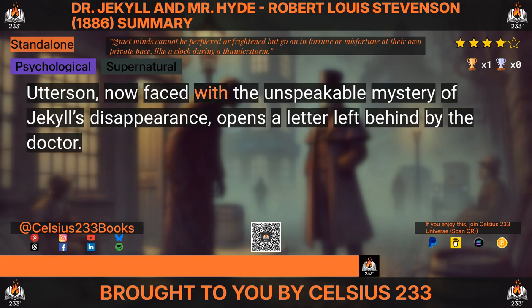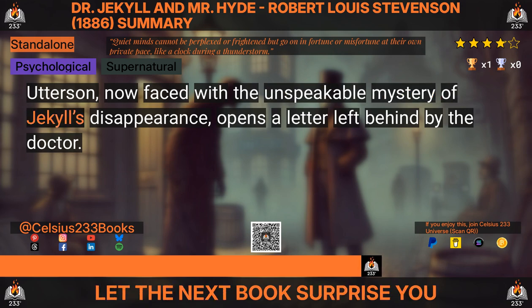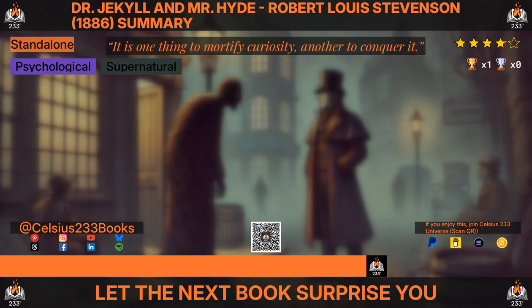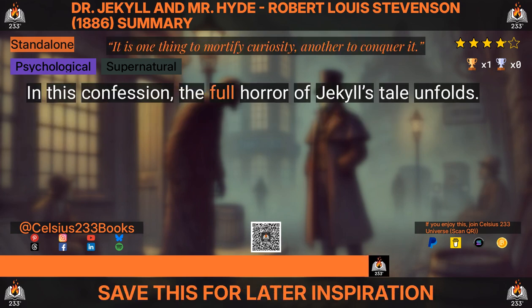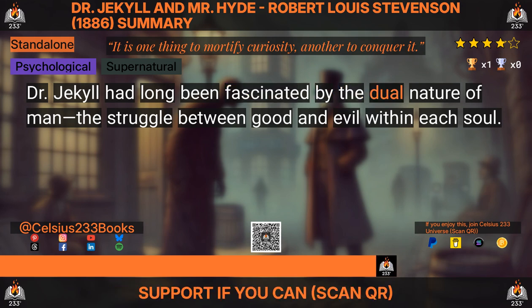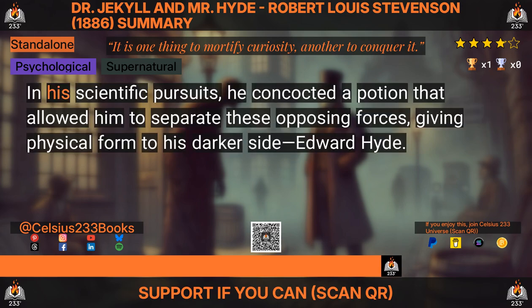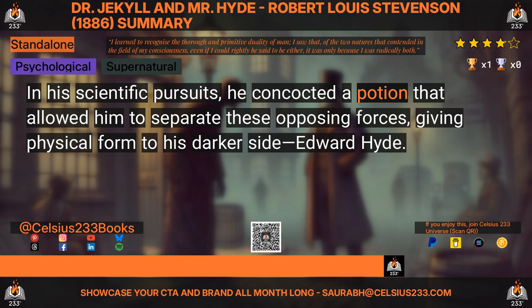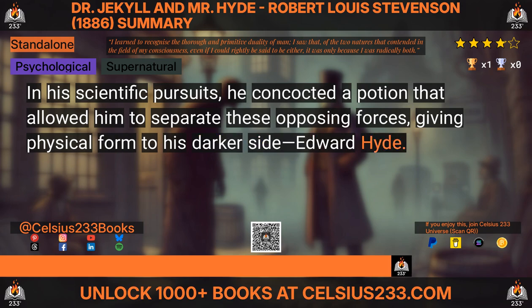Utterson, now faced with the unspeakable mystery of Jekyll's disappearance, opens a letter left behind by the doctor. In this confession, the full horror of Jekyll's tale unfolds. Dr. Jekyll had long been fascinated by the dual nature of man, the struggle between good and evil within each soul. In his scientific pursuits, he concocted a potion that allowed him to separate these opposing forces, giving physical form to his darker side, Edward Hyde.